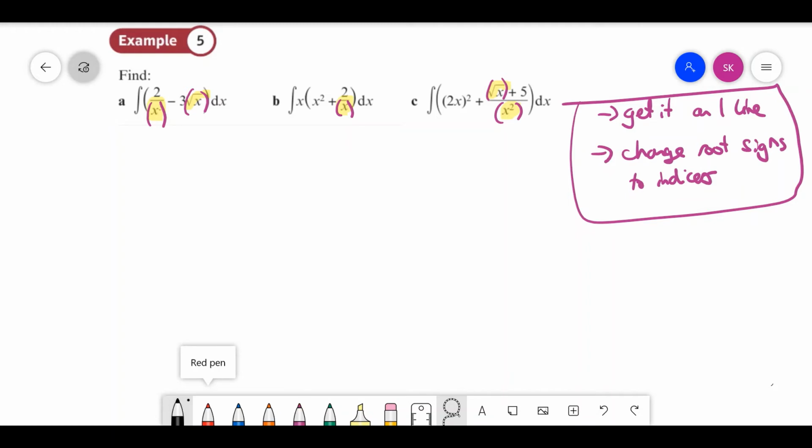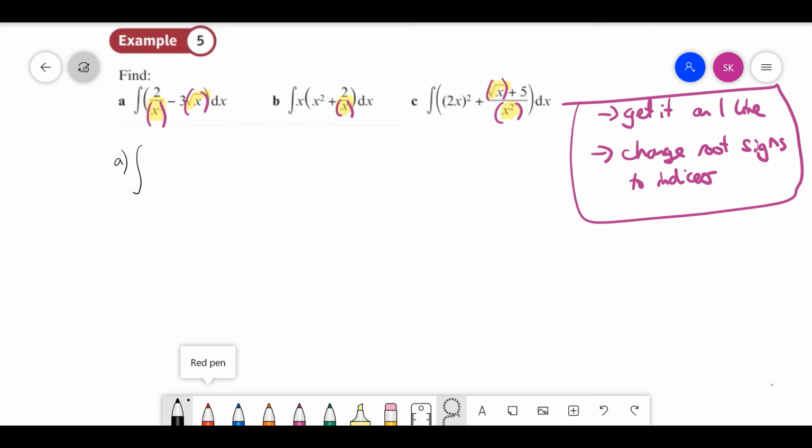So let's go to question A first of all. Let's rewrite A, the integral of A, so that it's nicer. But actually, you have a go at it first. Pause the video and do that, and then check your answers. I want you to do all of A, B, and C. I want you to write them all on one line and change all the root signs to indices. Press play when you're ready for me to go through it.